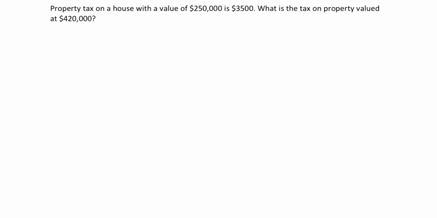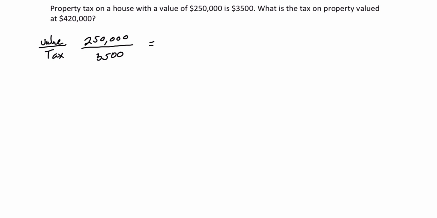In this example, we have an application. Property tax on a house with a value of $250,000 is $3,500. What is the tax on property valued at $420,000? Start by setting up a proportion. We have a house valued at $250,000 with a tax value of $3,500. So this is our first ratio. We have the value over the tax amount.